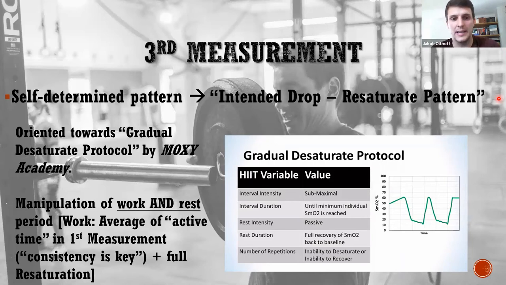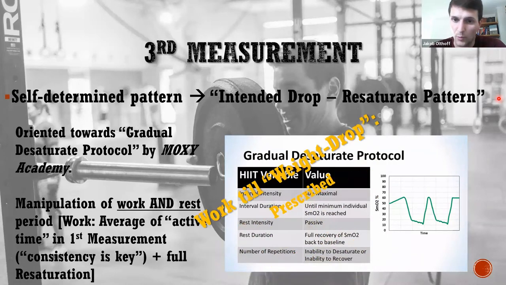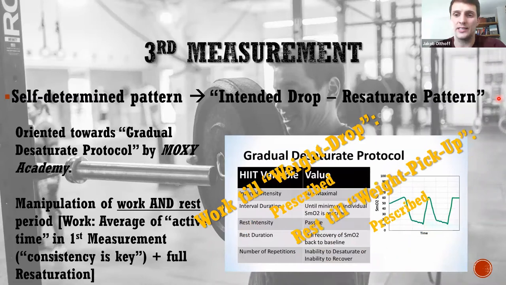here in the third measurement. The rest, again, we manipulate, we control by resaturation. So they always have to completely resaturate before they are allowed to pick up the wall ball again. So here, work to weight drop is prescribed. They have their average of active time from the first measurement, and the rest until weight pickup is also prescribed. Again, we use a full resaturation.